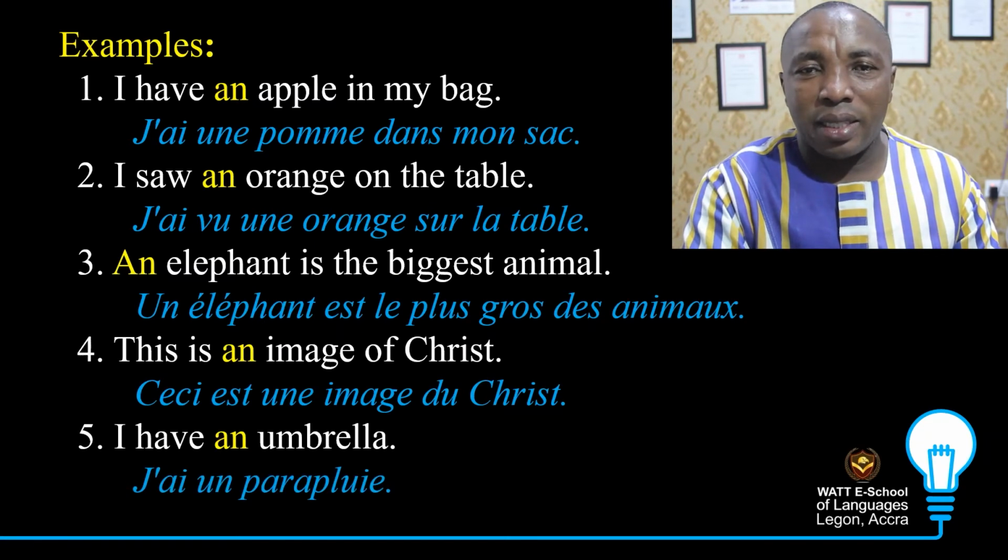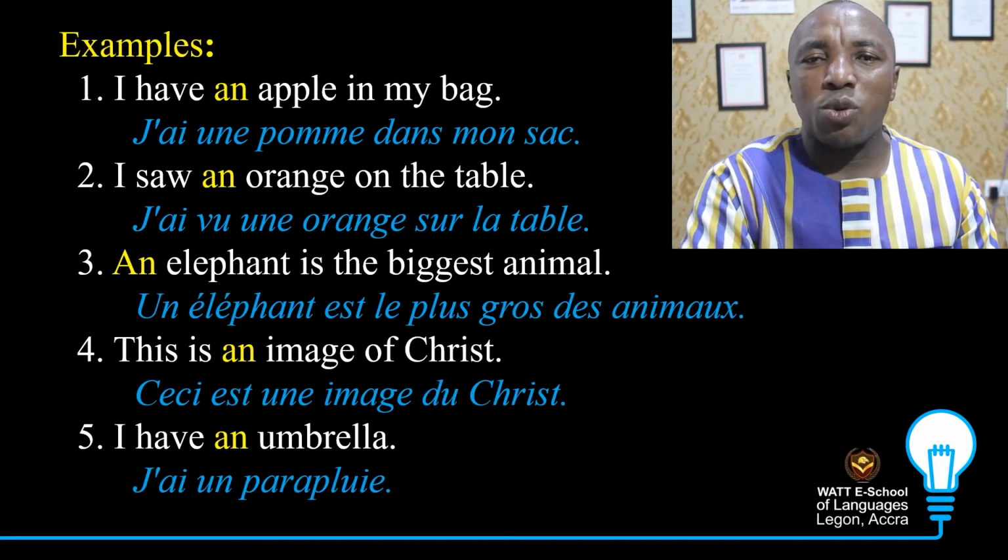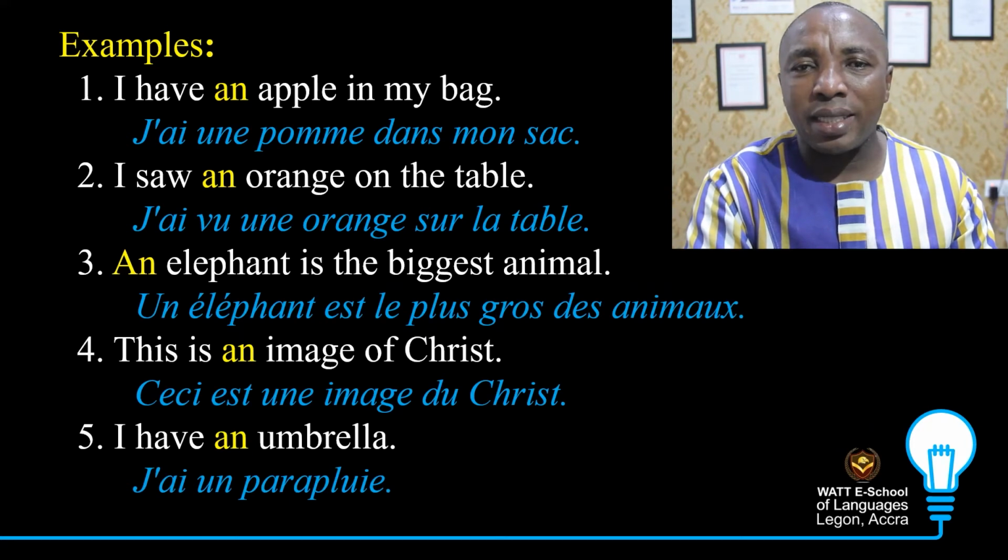Let's have a look at the 5 examples mentioned here. The first one begins with a vowel, that is apple, A. The second one also begins with a vowel, that is orange, O. The third one begins with a vowel, that is elephant, E. The fourth one begins with a vowel, I, that is image. And the fifth one begins with a vowel, U, sorry. So when you consider those examples here, the article to be used is an, not a.